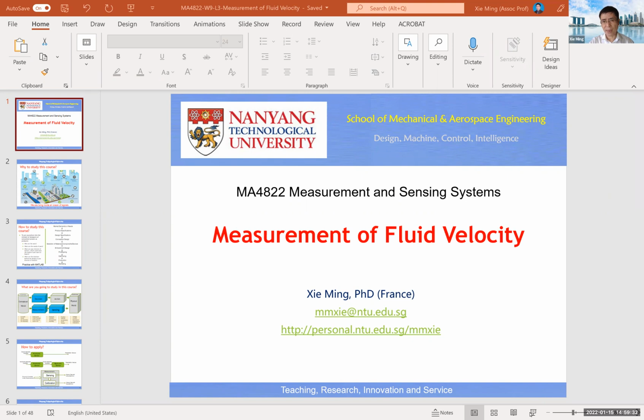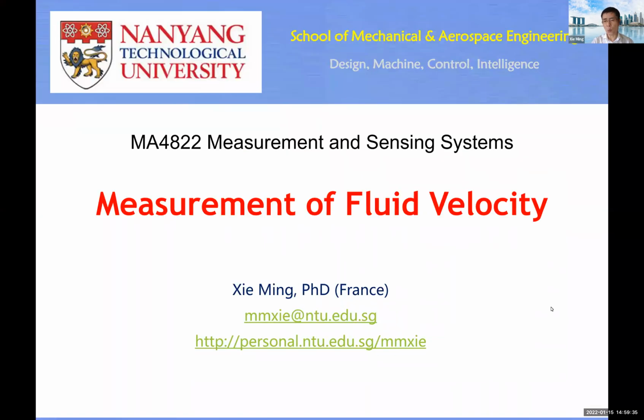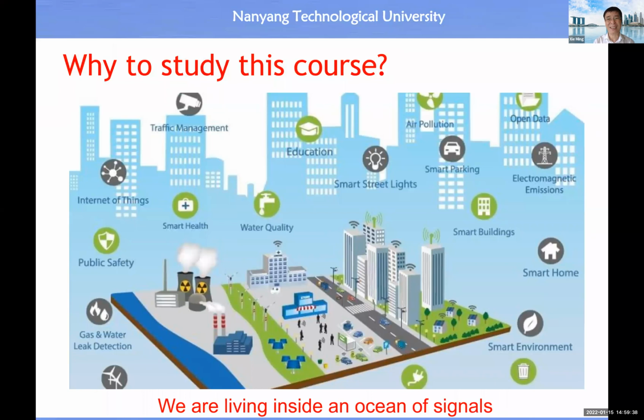Let me begin with the overview or review to the answer to this first question, which is about why to study this course. By now, you should know that our mission on Earth includes, number one, to understand the world. Number two, to improve the world. Then how to understand the world? The answer is to discover the knowledge about the physical world. Then how to discover the knowledge about the physical world? The answer is to make use of sensory data.